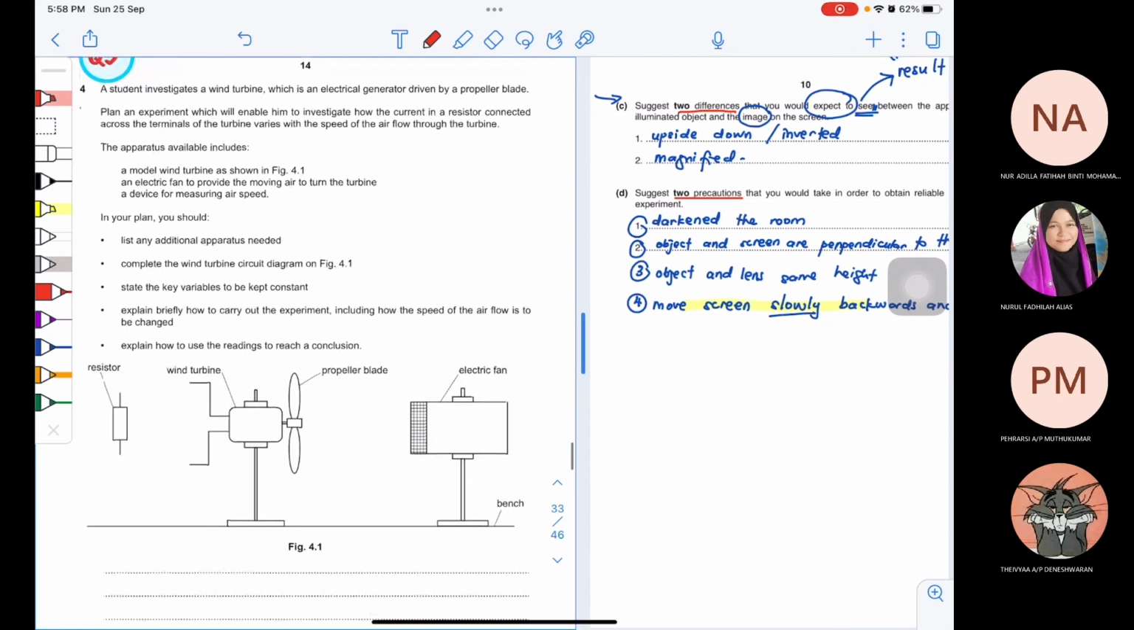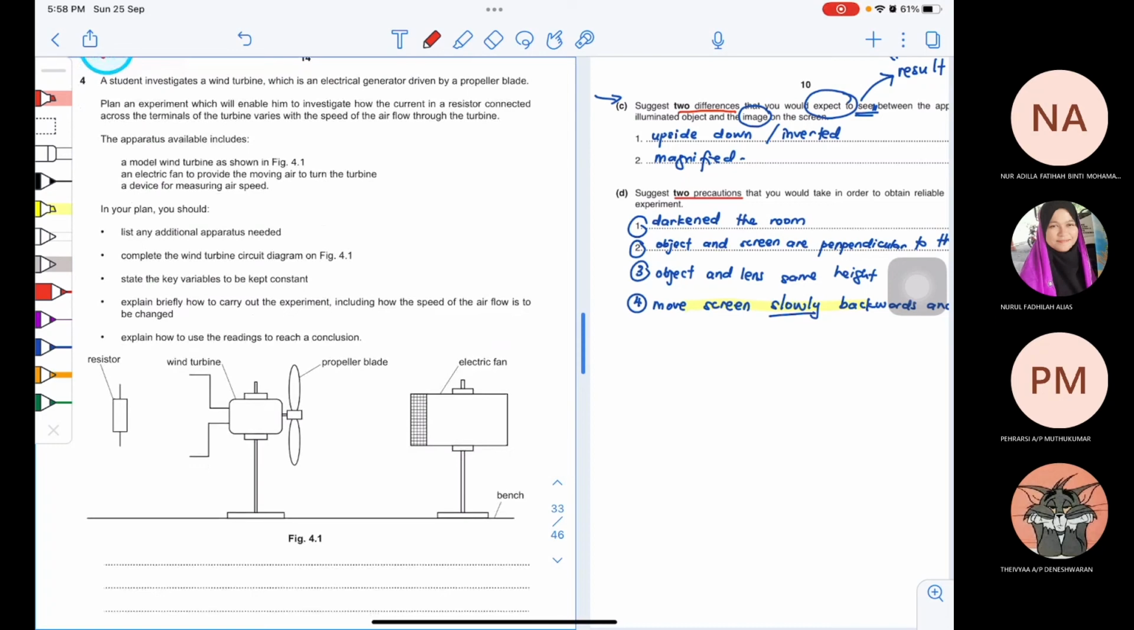Next. A student investigates a wind turbine, which is an electrical generator driven by a propeller. Okay, plan experiment. In your plan, you should list any additional apparatus needed. So, ini topik apa? Ini topik electromagnetic. Okay, plan an experiment. Apa arahan dia? Plan apa? Experiment. Untuk apa?